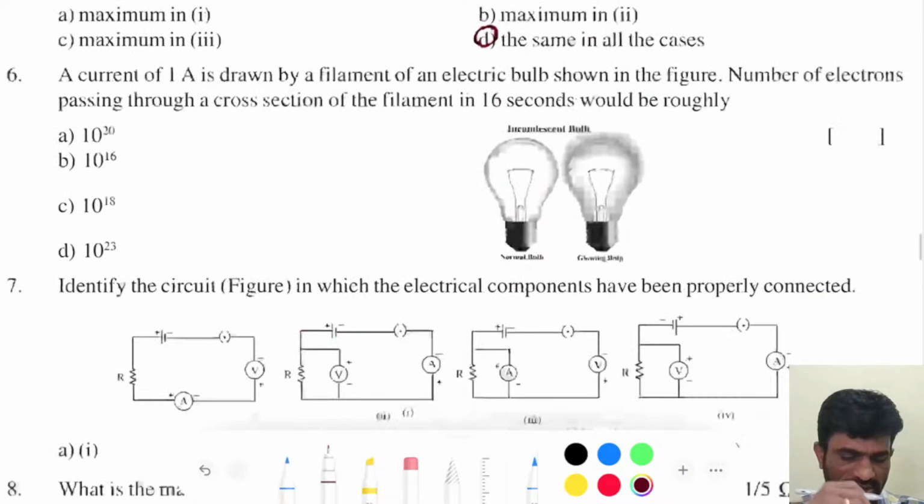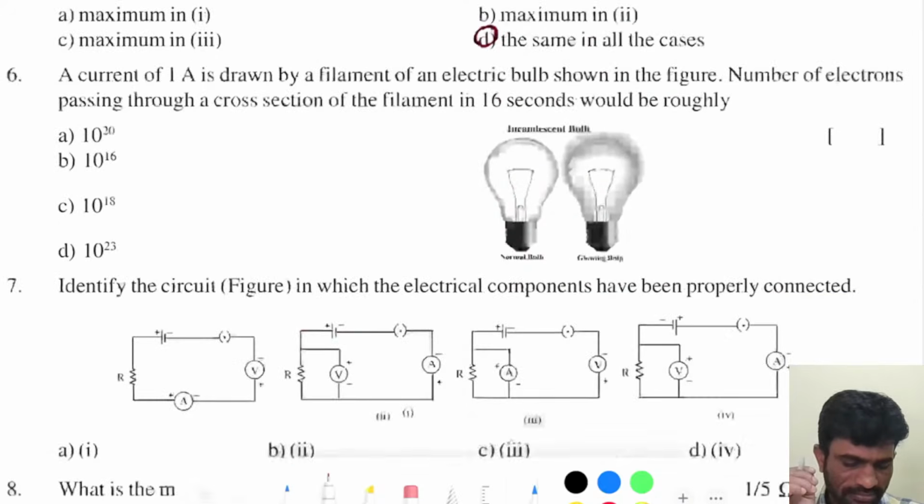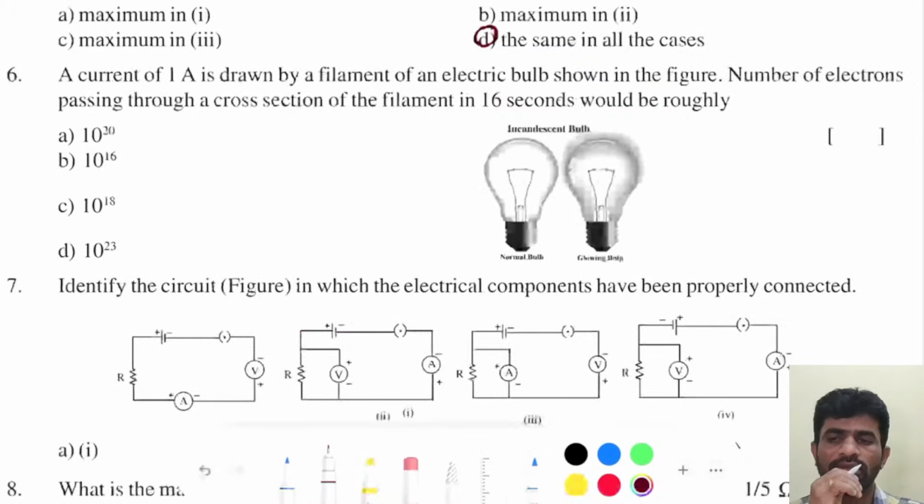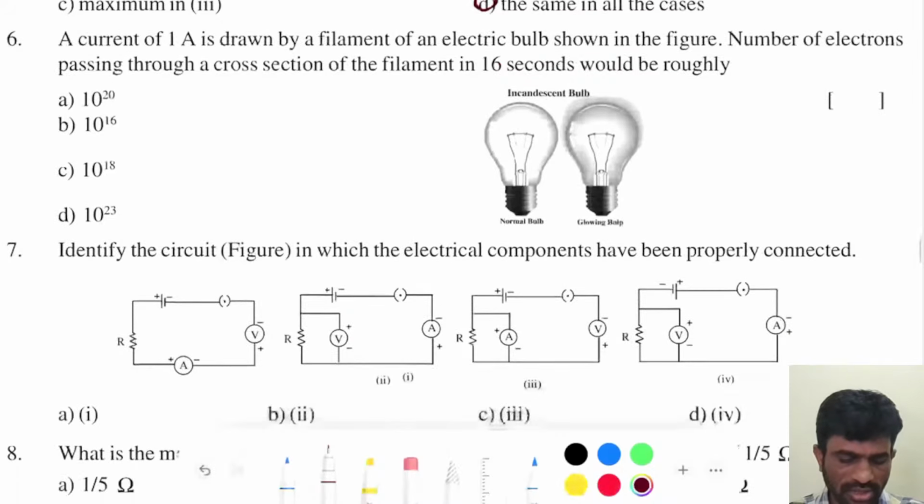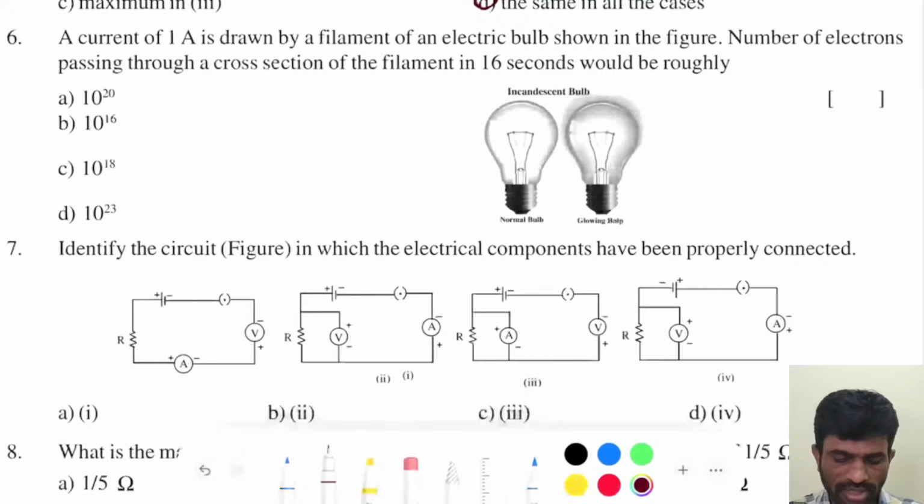Now let us go to question number 6. Can you see question number 6, what it is? A current of 1 ampere is drawn by a filament of an electric bulb as shown in the figure. The number of electrons passing through a cross section of the filament in 16 seconds would be roughly. So we have to find out the number of electrons passing through the filament.